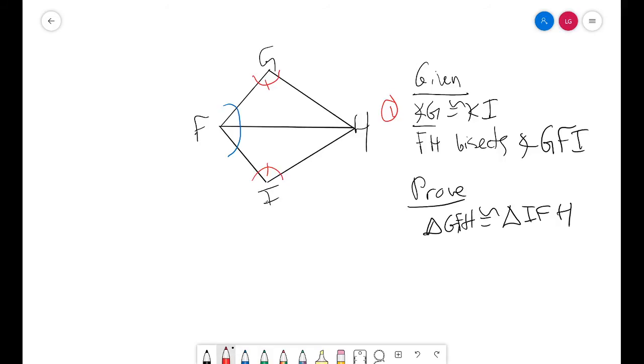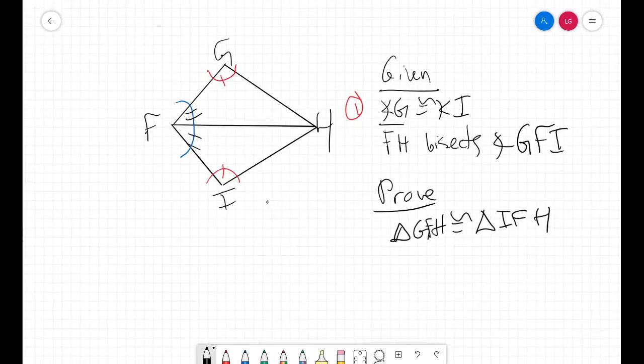What does that mean? Well, it means something very precise. Bisection means that you're cutting an angle or a line segment in equal halves. So let's see.